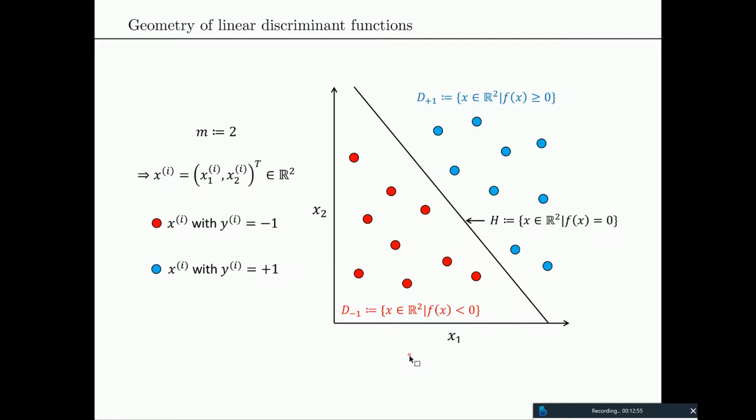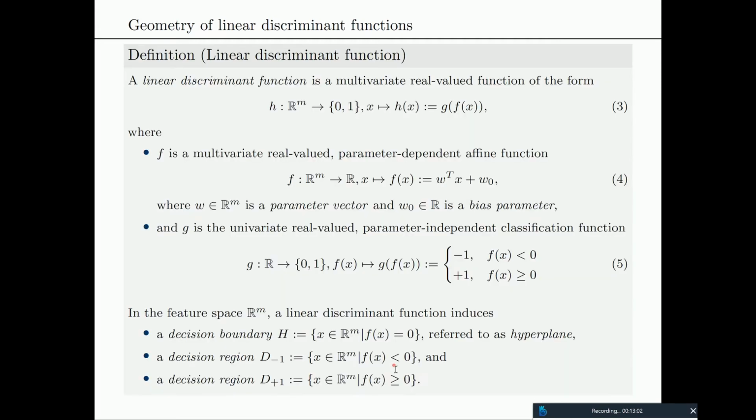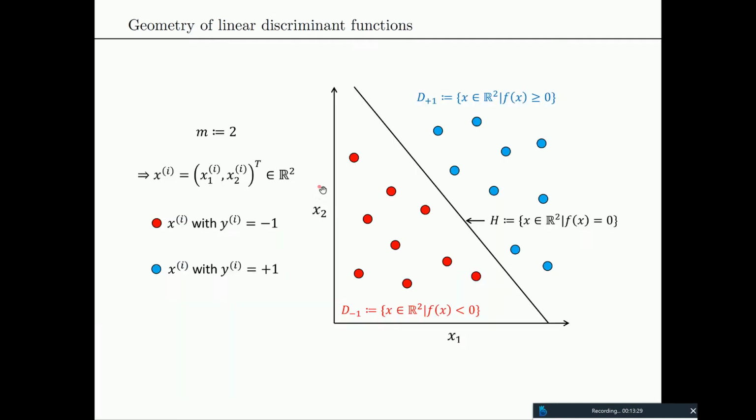So let's look at a picture. This is the 2D example. What you always need to keep in mind is that this function f is parameter dependent. Depending on the weights and the bias, these decision boundaries are located somewhere else in space, have a different tilt, and hence also the decision regions look different. So you can wiggle around this hyperplane or this decision boundary by changing the weights. That's the most important thing, and how to do that, that's what we're going to discuss.